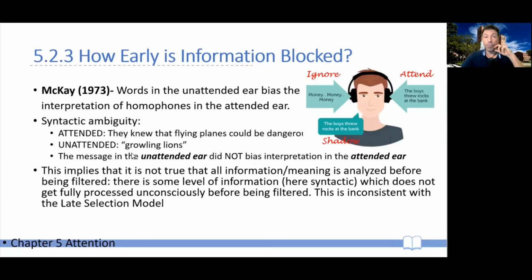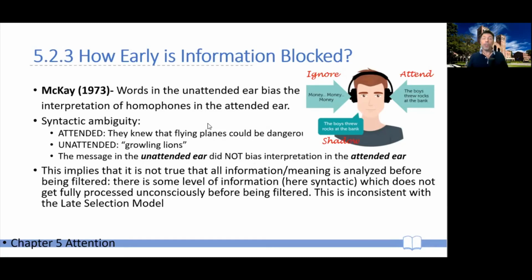So in the unattended channel, for example, he would play things such as growling lions, so trying to prime the interpretation of flying planes as in planes that fly. However, in this case, what was played in the unattended ear didn't seem to ever bias the interpretation of the syntax. In fact, they tried this in several ways.